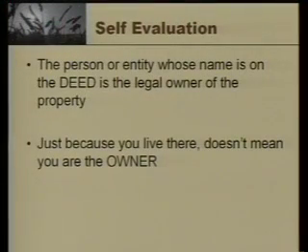The person or entity whose name is on the deed is the legal owner of the property. So if it is your name, then you are the legal owner of the property. If it is your name as trustee for, then a trust owns the property. If it is a corporation, then a corporation owns the property. Now you may have beneficial interest in any of those things, but the name on the deed is the actual entity that owns the property. Just because you live there doesn't mean that you're the owner.